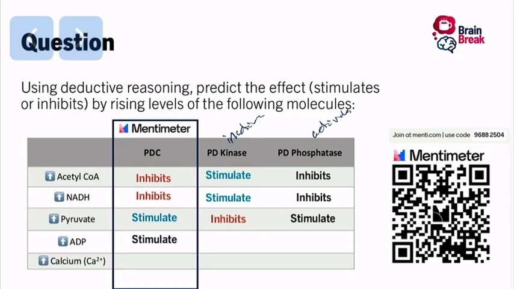ADP is going to indicate low energy states. We're going to want to turn on this process to get energy into our cells to generate more ATP. So you're going to see that inhibiting and activating as well. And likewise, calcium is going to indicate muscle contractions occurring. We need energy, so we're going to inhibit the kinase and activate the phosphatase.